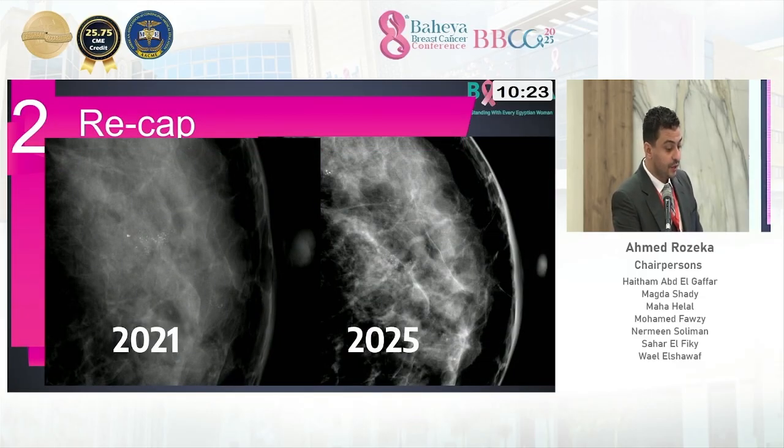This is another image, still case number 2. It showed us that from 2021 to 2025, the calcification stayed stable, and it just decreased a little bit because of the VAP that we did.